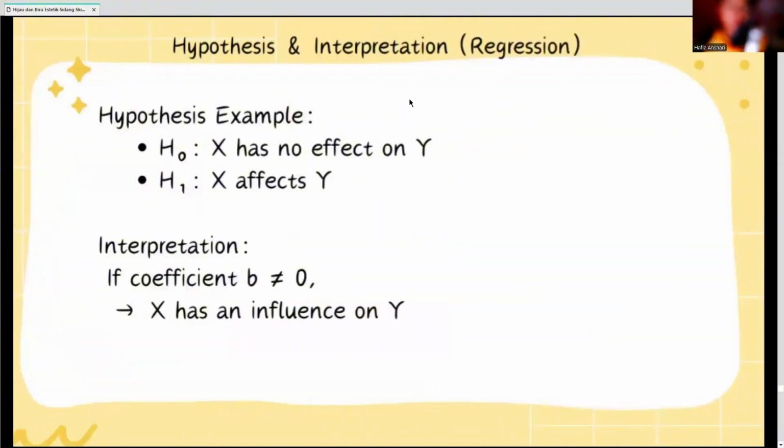Next, let's move to the hypothesis and interpretation. For the hypothesis, for example, H0: X has no effect on Y. But H1: X affects Y. That is the hypothesis. For the interpretation, if the coefficient is not equal to 0, it means X has an influence on Y.